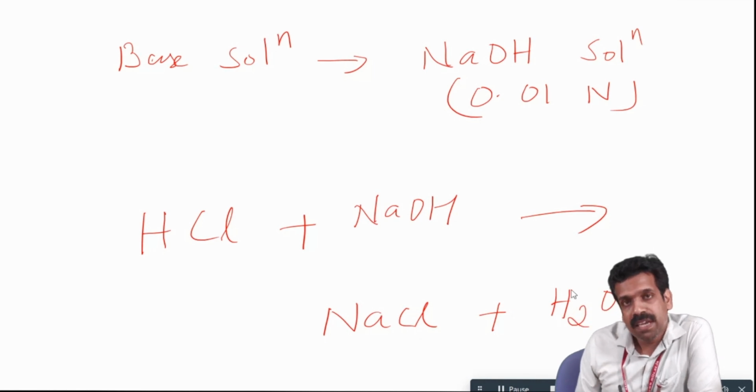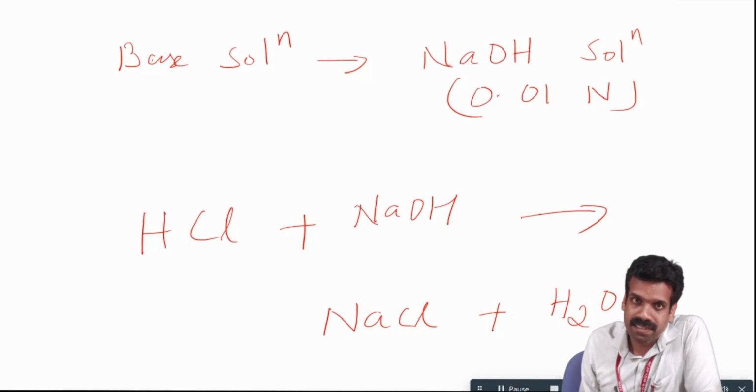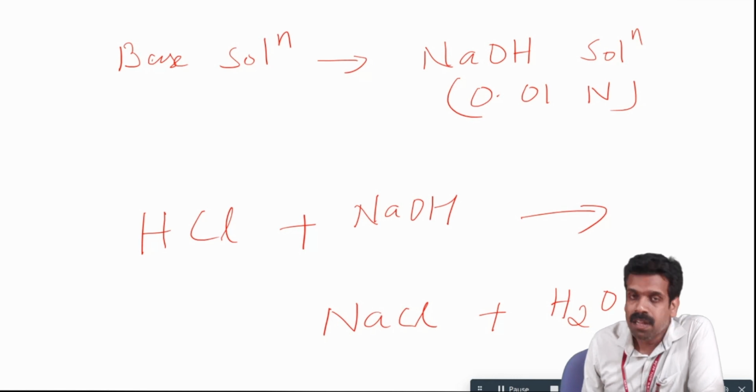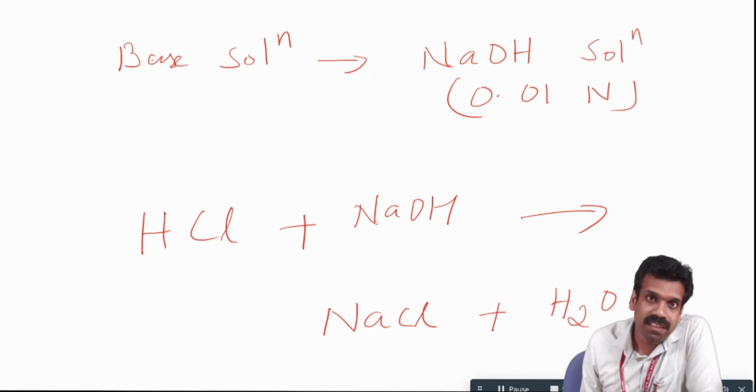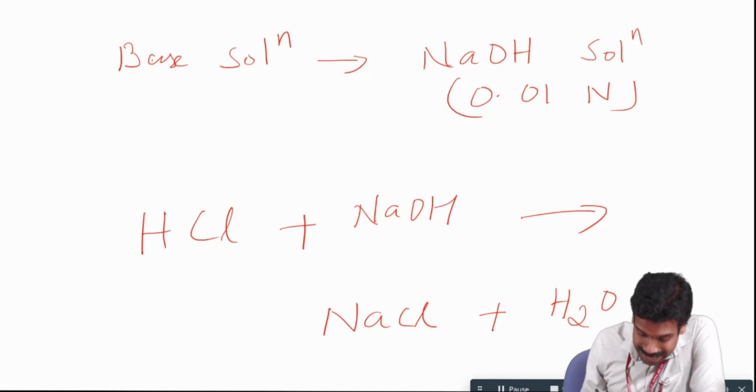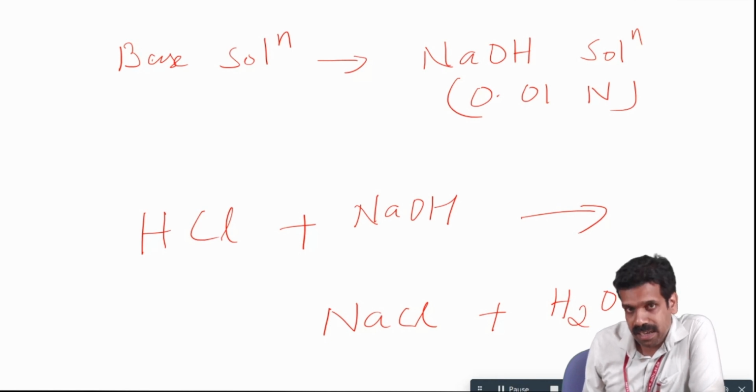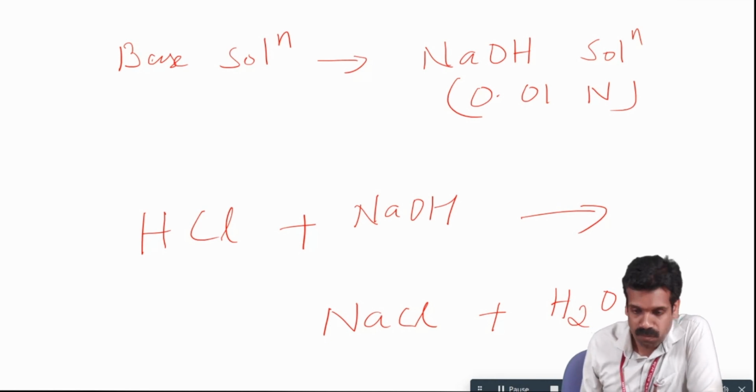This type of reaction is known as a neutralization reaction. So when you do an acid-base titration, what is the reaction that is taking place? It is the neutralization reaction. Now, this is the basic principle of acid-base titration: when an acid reacts with a base, you will get the salt and water.